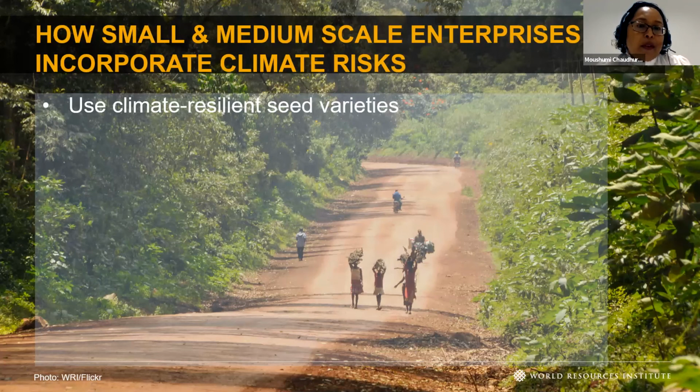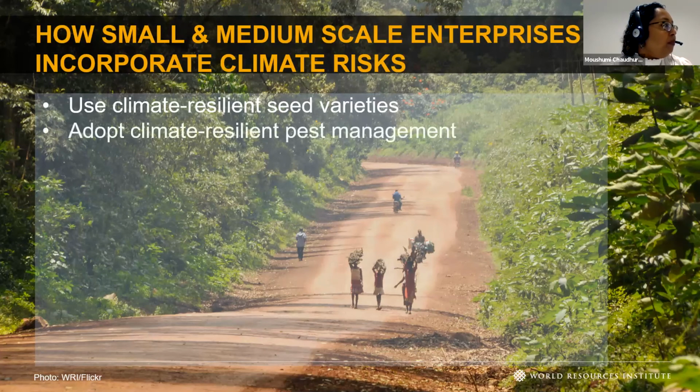And this type of information can be found through extension agents that are actually part of the government, but they have a lot of information on what could be good flood and drought resilient seed varieties. So the next is adopt climate resilient pest management. And what I mean by that is really looking at integrated pest management, which means you are using different types of pests to get rid of other pests, if that makes any sense.